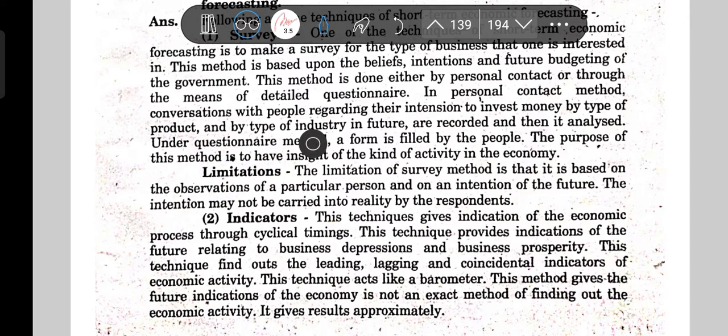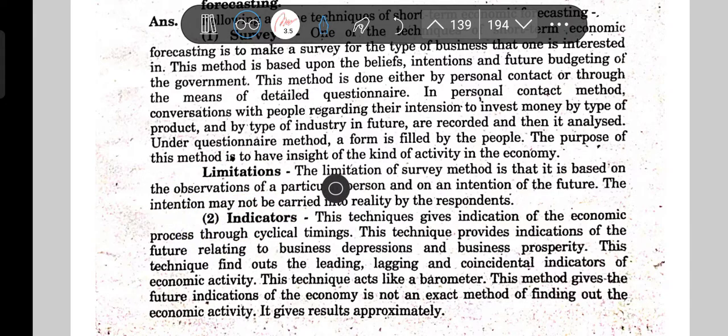The limitation of the survey method is that it is based on the observation of a particular person and on an intention of the future. The intention may not be carried into reality, and because it is not a real term, we cannot say that it is absolutely perfect.